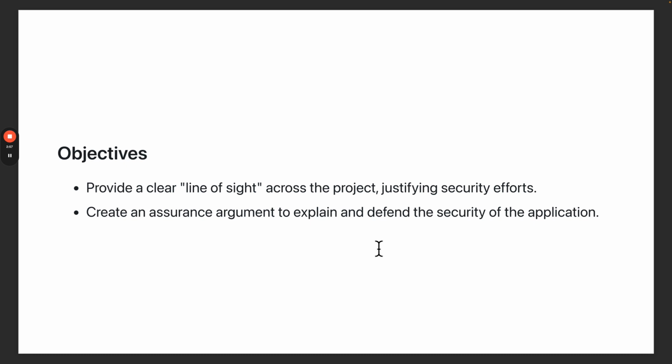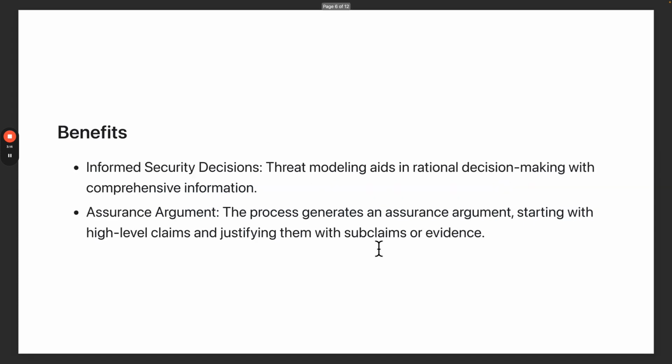We also have to make sure the user experience of security isn't off-putting. Designing a system that's inaccessible will create users that will bypass your security controls. So make sure they work, make sure that all of your users can use them, and make sure that they're clear and you have good auditing on them. Create an assurance argument to explain and defend the security of your application.